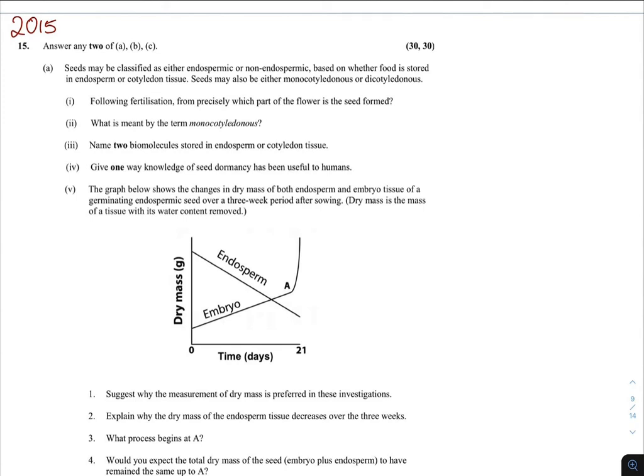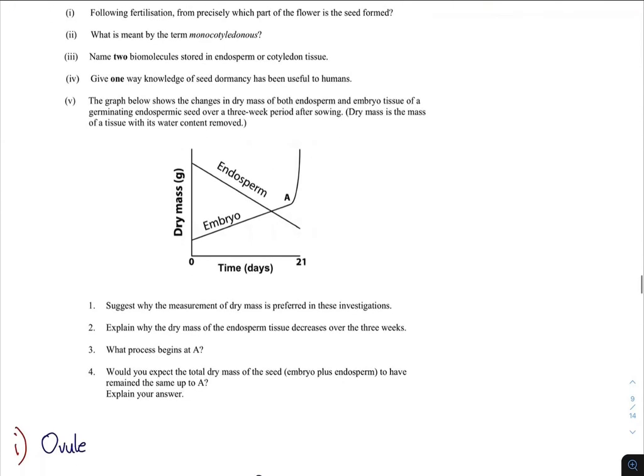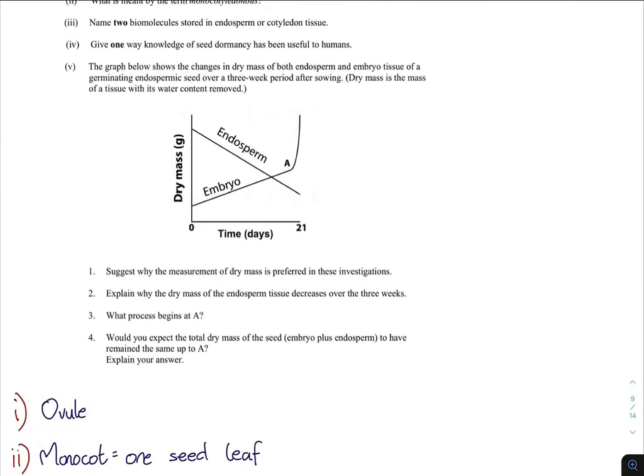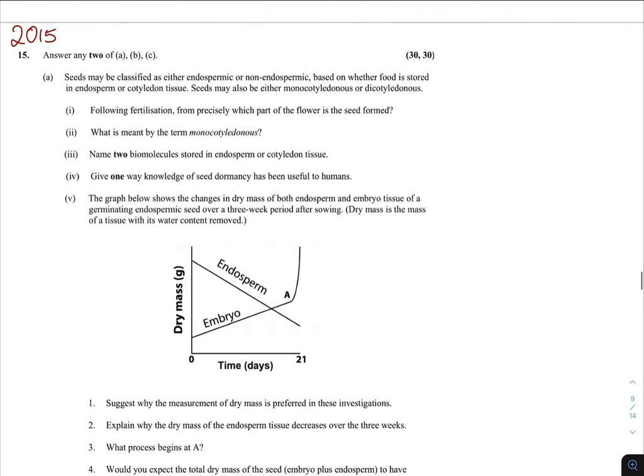Following fertilization, from precisely which part of the flower is the seed formed? Really that should be plant more than anything, but anyhow, seed. So again, seed is the ovule, which we have over here. What is meant by the term monocotyledonous? So that's one seed leaf. That's referring specifically back to the plant structure chapter, in which I have a video done already for you guys.